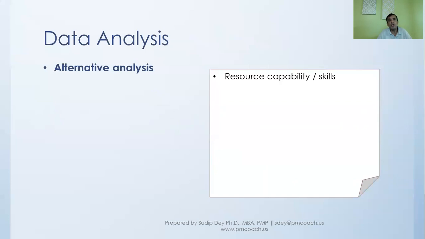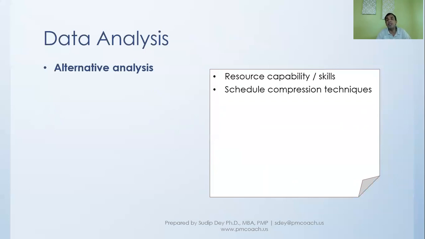So for example, we might think, hey, should we take an experienced resource, or should we take a not so experienced resource? Both have their pros and cons. Experienced resource will cost more, but will probably give us quicker results, the duration will be less, and even probably the quality will be better. Less experienced resource will cost less, but then might take more time in doing it. So there are different alternatives, and we need to determine which alternative we should go in for.